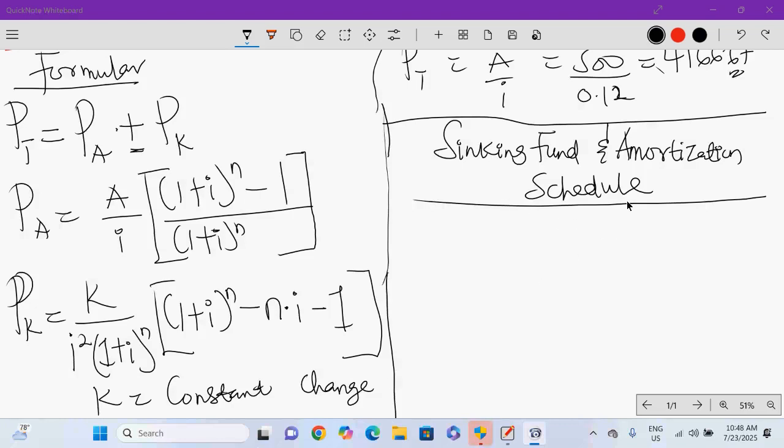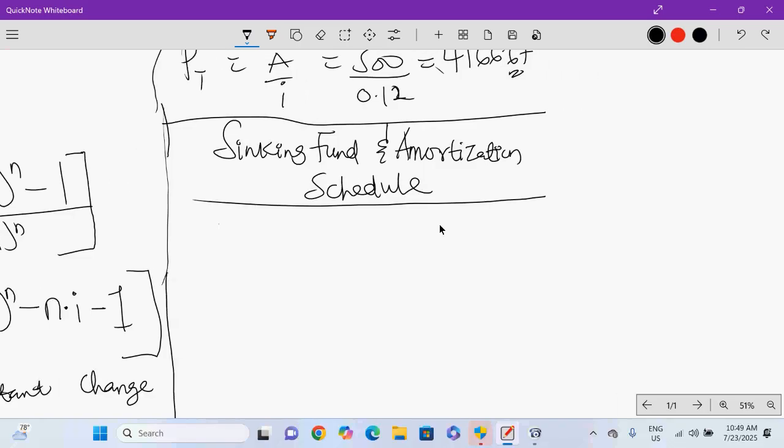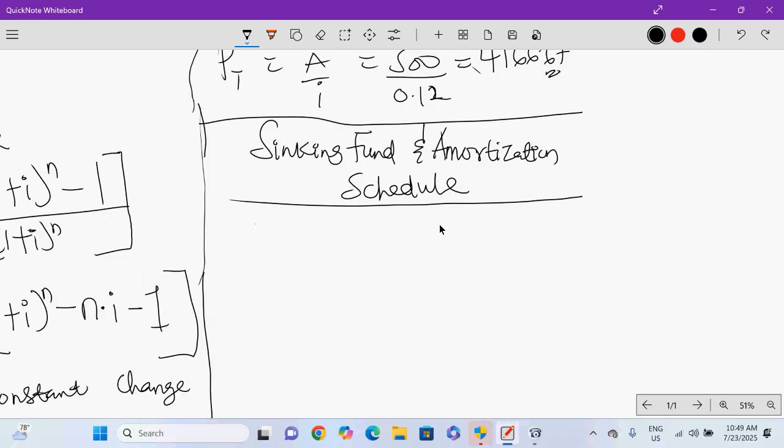So we would like to look at the sinking fund and then the amortization schedule. So what do we mean by the sinking fund? What do you mean by the sinking fund and the amortization schedule? So what is a sinking fund? So this is the sinking fund.